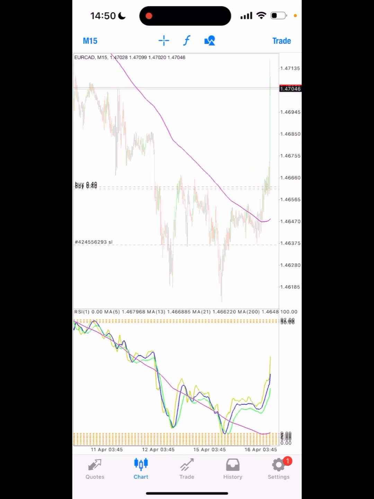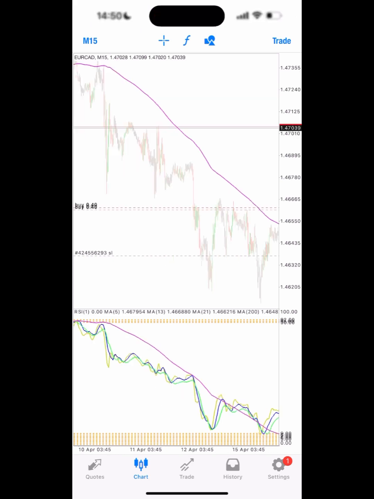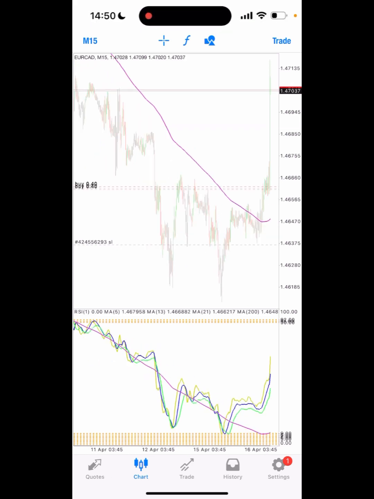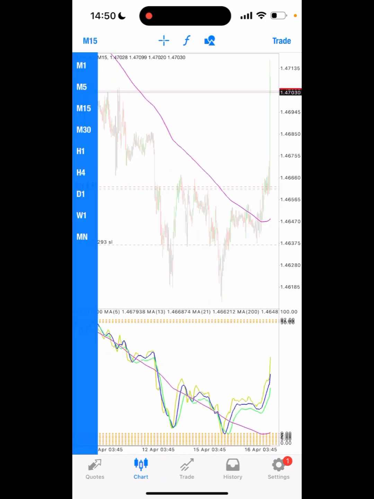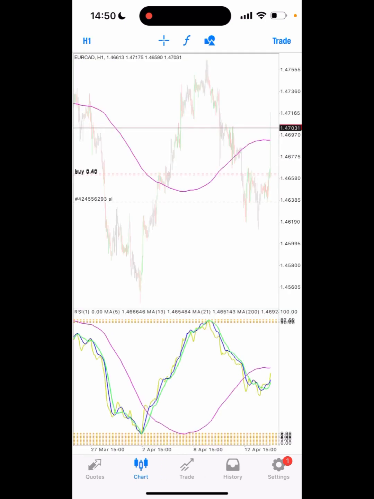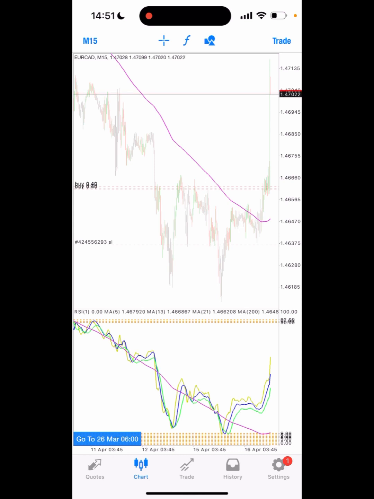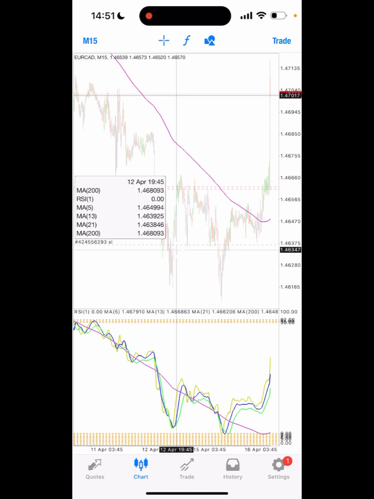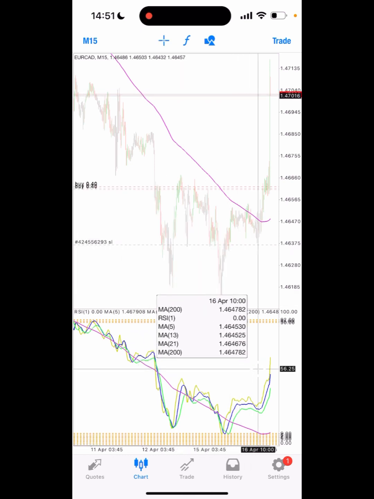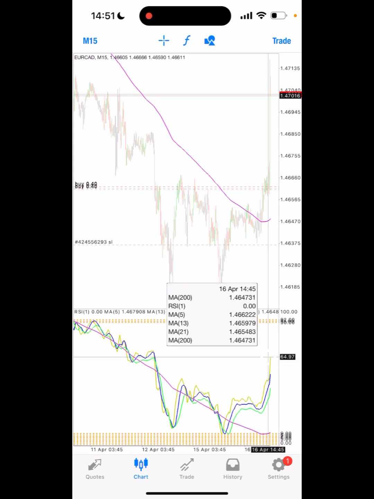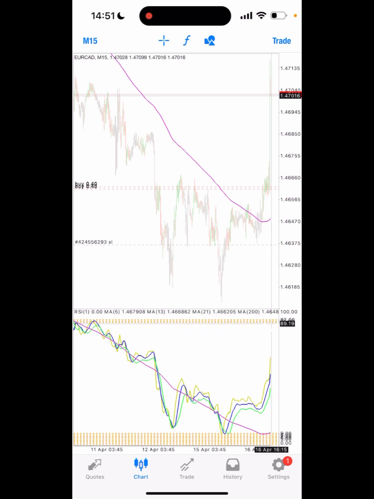So right now what I'm going to do is keep on holding this trade, because this trade is about to give too many pips. I would expect this trade to go up from here all the way to this point right here.